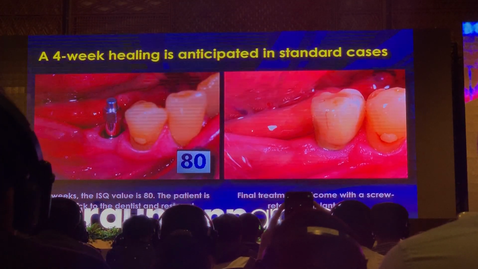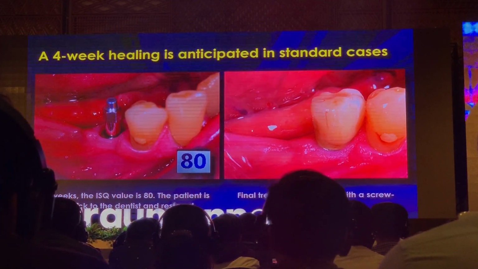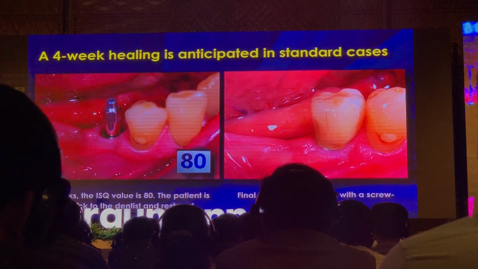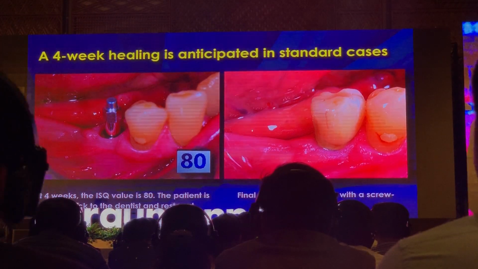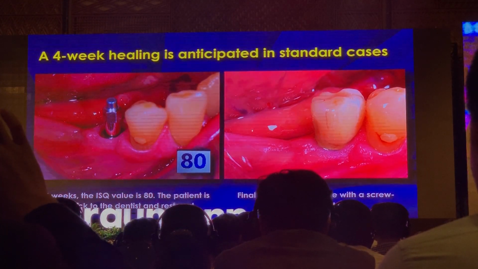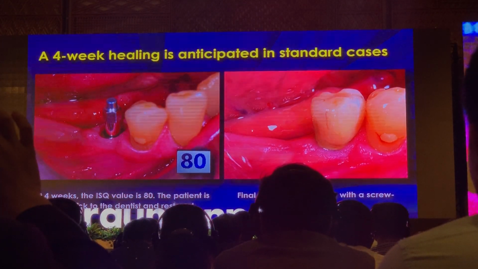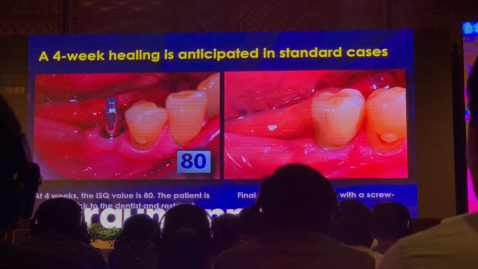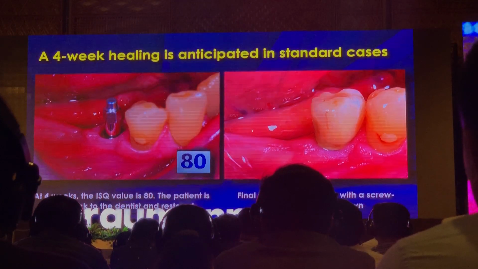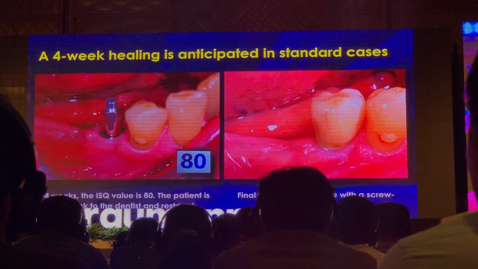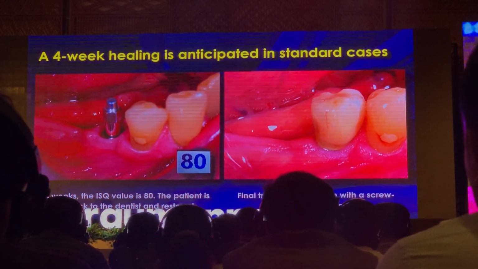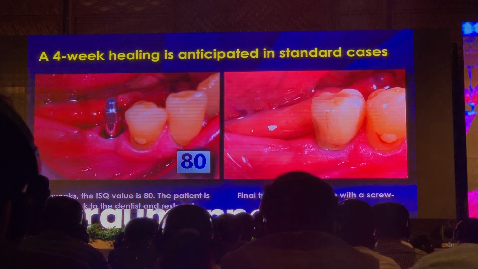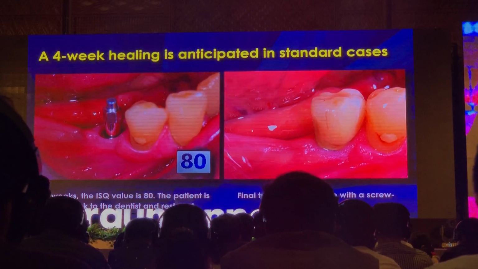Here you see then the patient at 4 weeks. At 4 weeks we measure again ISQ. And then you see the ISQ is 80, very high value. So at 4 weeks, most of the patients here get a green light, we can do the restoration. So they go straight into final restoration. There's no need for provisionals. And so it's actually a very cost-effective treatment. But patients wait 4 weeks, most often.